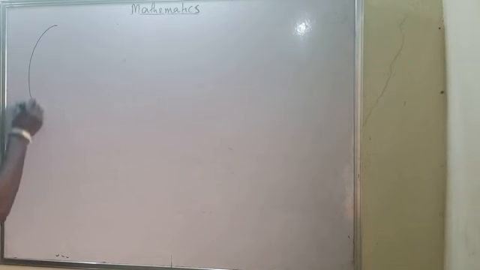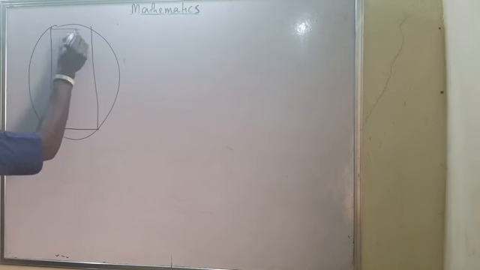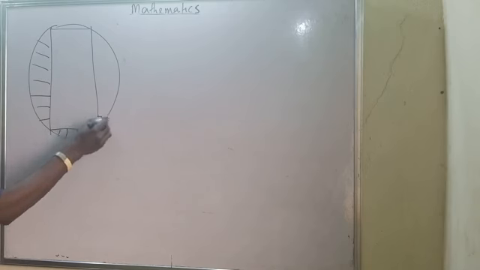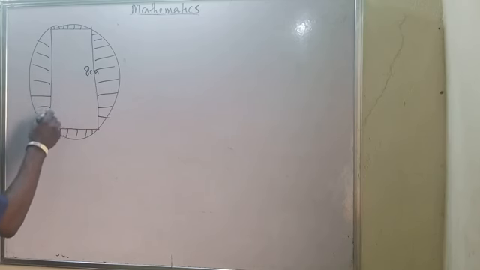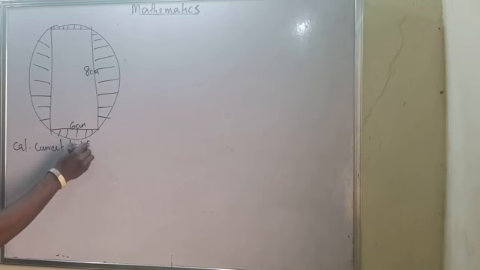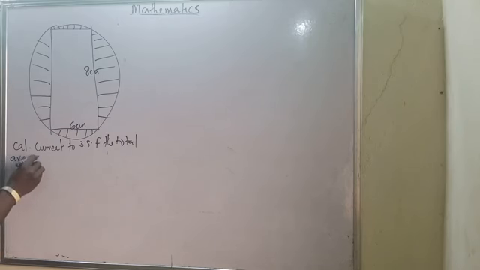I have this type of circle. I have something like this. Now, this is 8 centimeters, and this is 6 centimeters. Calculate, correct to 3 significant figures, the total area of the shaded portion.